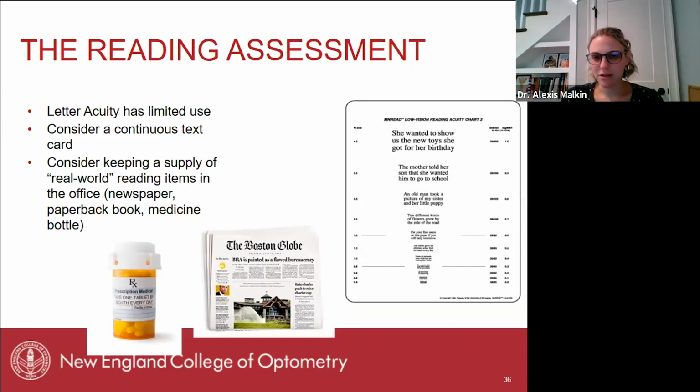There are many continuous text cards available in a variety of languages. And if you don't have access to that, you can keep a supply of real world reading items in your office. I like keeping a newspaper because it has multiple print sizes on it. So I can get a sense, as I have the picture of the globe here, can the patient read only the title? Can they read the headlines? Can they read the sub-headline? And can they read the copy? Is it a formal continuous text reading card? No, but does it give you a sense of where the patient is in terms of fluent reading? Perhaps. We keep some paperback books around, we keep large print hardcover books, we keep medicine bottles. So we have a lot of different things available to really assess what that real world reading goal might be for the patient.